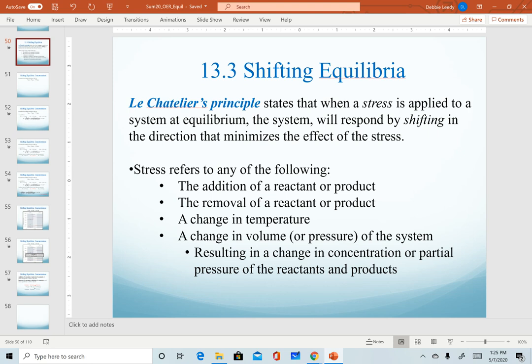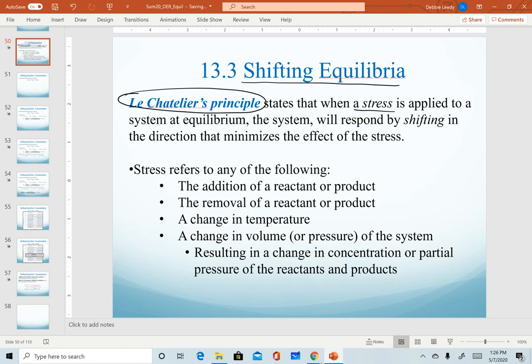For this video, we describe the concept of Le Chatelier's principle. For this principle, we look at what happens when we add a stress to a system and how that system will shift its equilibrium in response to that stress.